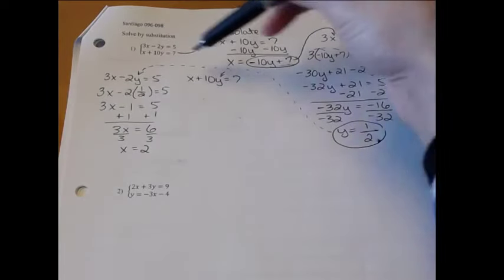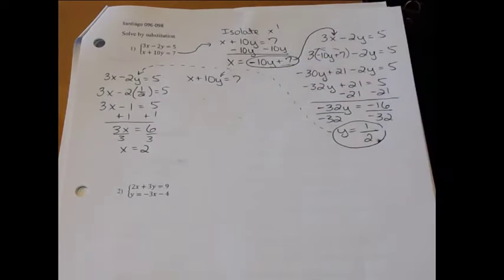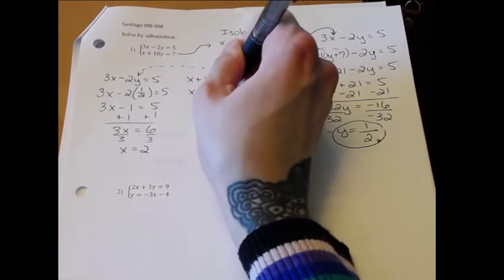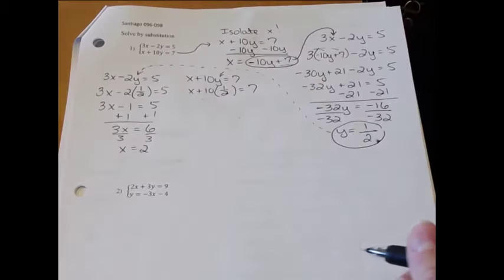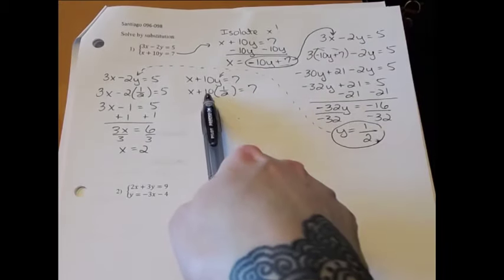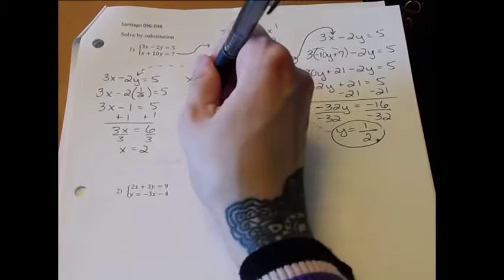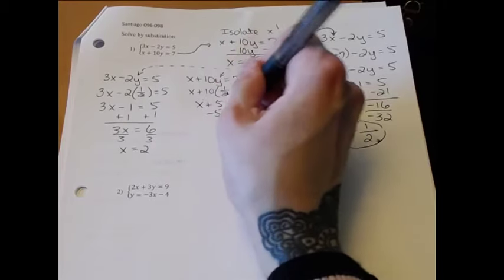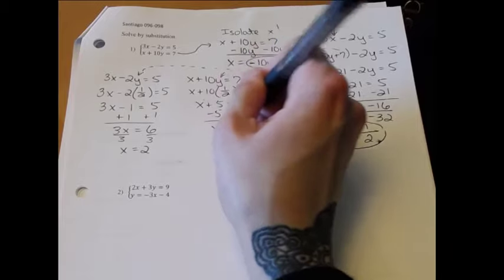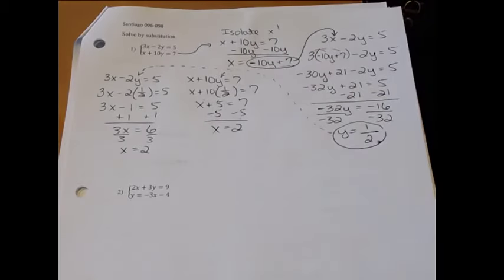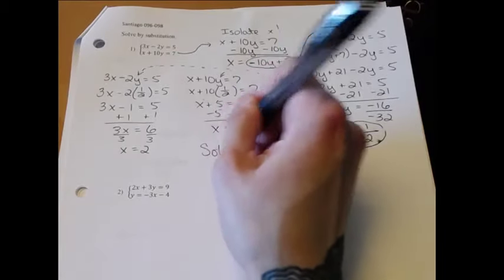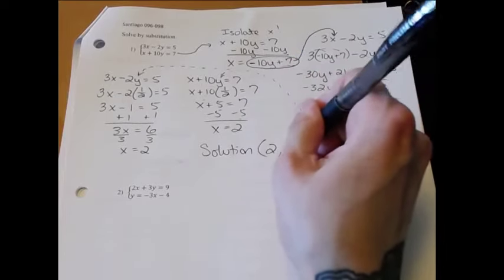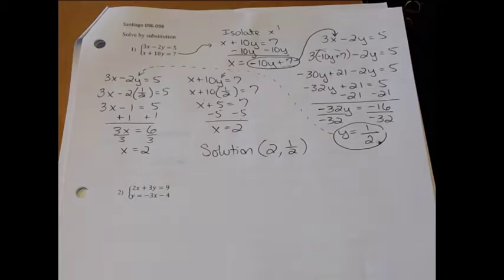Let's take a look in the second equation and see if we get the same answer. We have x plus 10 times 1/2 is equal to 7. 1/2 of 10 is 5. So x plus 5 is equal to 7, and now we subtract 5. What do you know? X is equal to 2. So that means the solution to your system is 2, 1/2. And we're done.